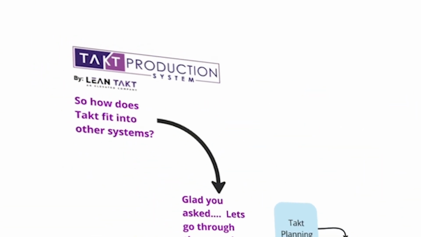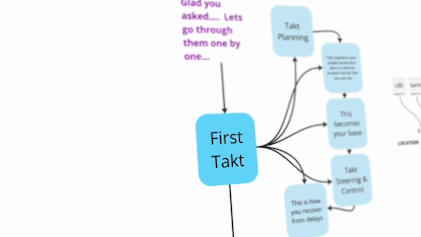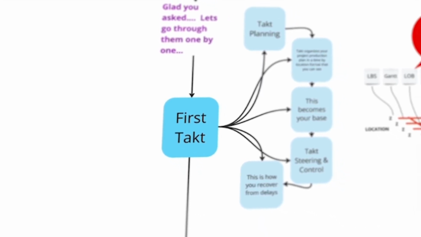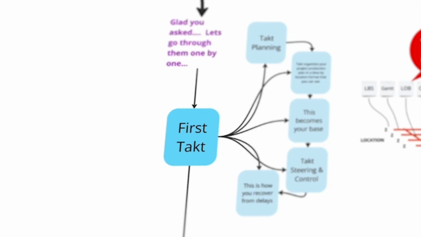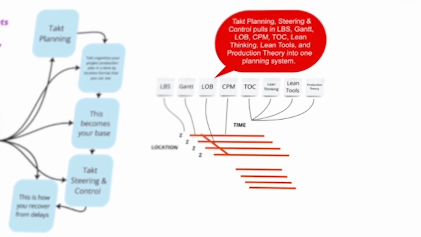This is going to be all about how the systems tie together, meaning the lean systems that we're talking about, anything from Takt to Last Planner to CPM. I'm going to talk about how all of them move together and really work quite nicely. And I think you're going to enjoy this.